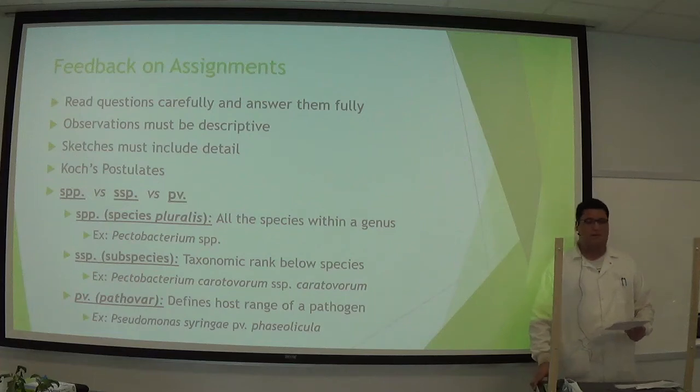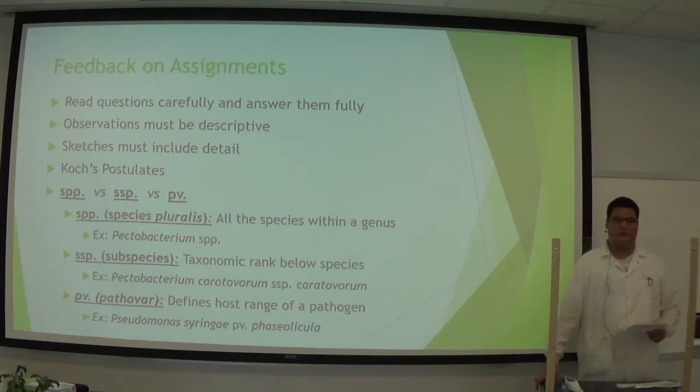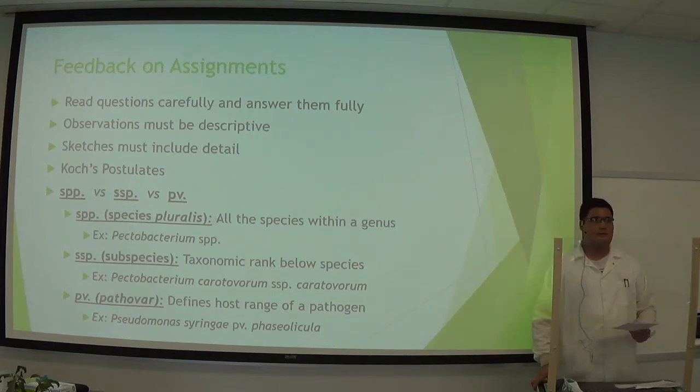And then regarding Koch's postulates, on one of the questions for the assignments, it asked what are Koch's postulates, or who was Robert Koch? First of all, Robert Koch did not discover anthrax disease, right? Anthrax disease was around long before Robert Koch was. What Robert Koch did was he discovered the causal agent of anthrax disease, and in doing so he developed a system of identifying which organism causes which disease, and that method is called Koch's postulates.